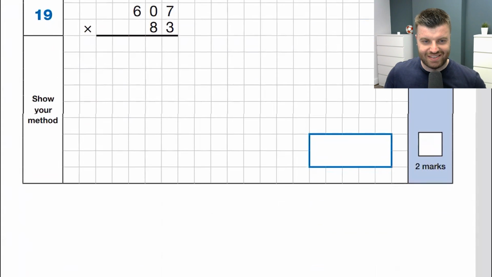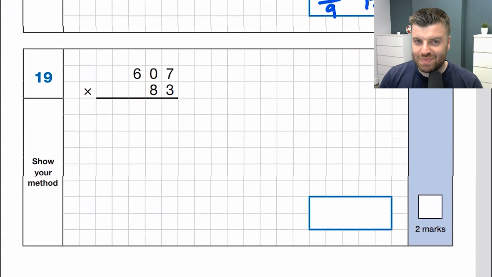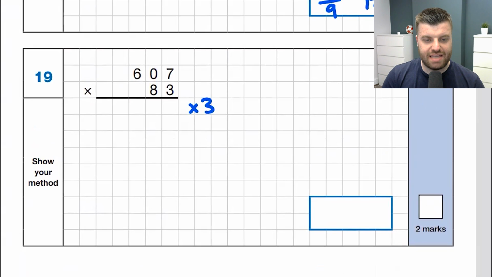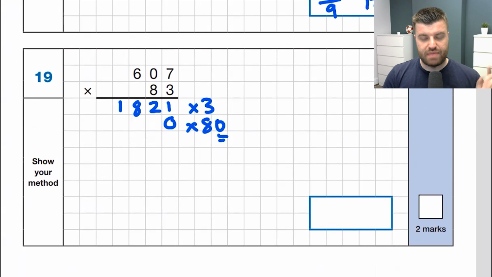Question 19. Long multiplication. Now, all we have to do is partition this number 83 into times by 3 and times by 80. So let's start at the top. 7 3s are 21. I'm going to put the 2 straight in because 3 zeros are just 0. 3 times 6 is 18. Now, when we multiply by 80, remember, we can only use the 8 times table. So we're going to put a placeholder in for the 0. And now we can just use our 8.